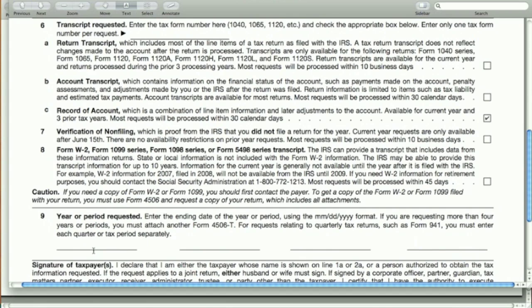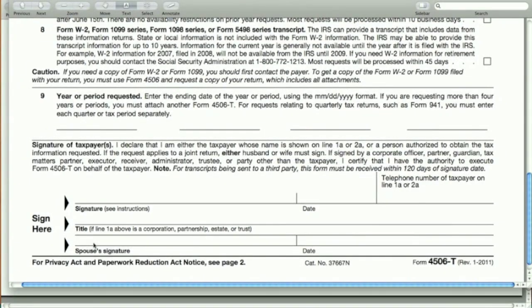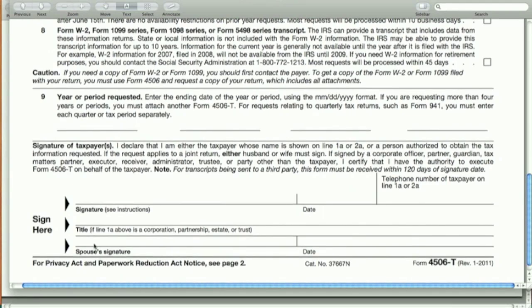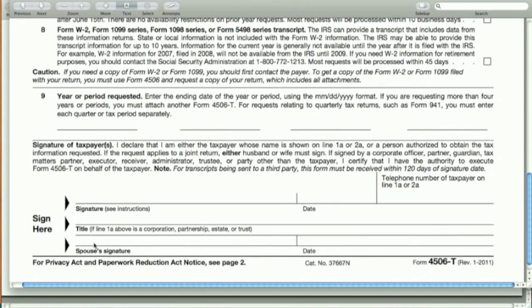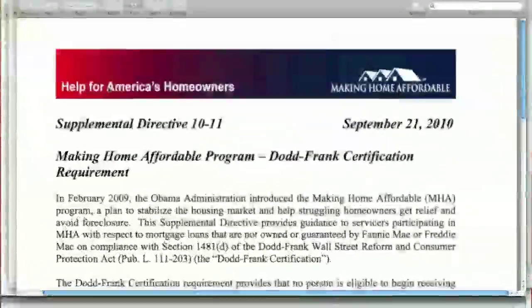And item number 9, you want to put what years, 2009 and 2010. That's what I usually do, past couple of years in case they need it, because many times they're going to. And here's where you're going to be signing and your spouse is going to be signing. If you're co-signers and you're not married and you file separate tax returns, each one of you is going to have to fill out their own 4506T. So that's the explanation of the 4506T. Page 2 just kind of gives you some information on there, but it's pretty basic and pretty simple. Shouldn't be too tough for you to be able to figure out.